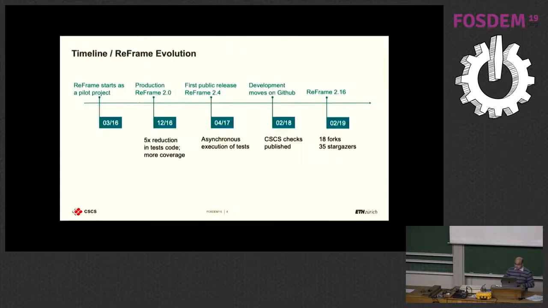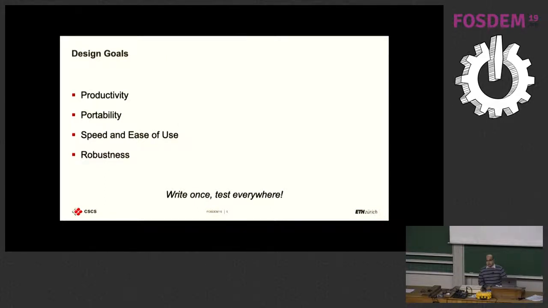So we have been developing ReFrame internally at CSCS since 2016. We went public, and now in 2019, we basically have 18 forks and 35 stargazers, right? Last week it was 32. That's the reason why I said 32. It's a bit tough to count these things, because it's being updated all the time, because people are actually using it. And one of the reasons why people are using ReFrame is because we have very nice design goals.